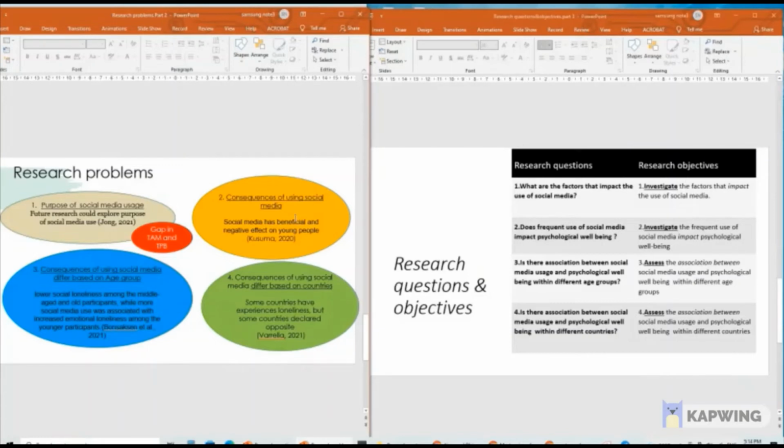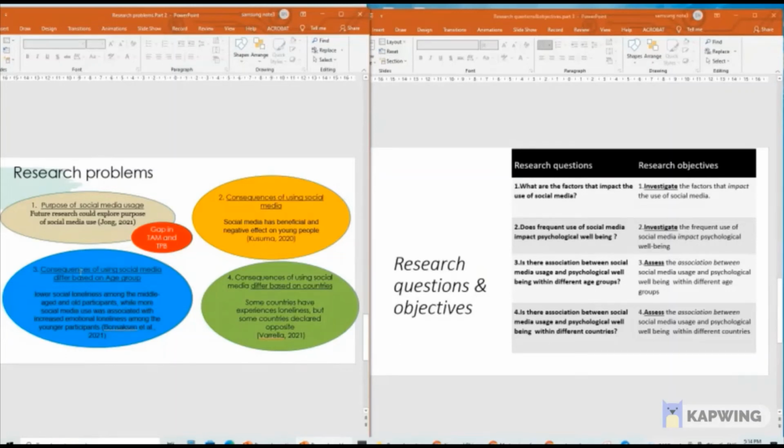Okay, the second research problem is where some researchers say that social media is beneficial to young people. Others say that no, it's not beneficial at all. It has even made young people lonely, and it also impacts their mental health. So the research is still at an argumentative stage. In this case, your research question is, does the frequent use of social media impact psychological well-being? Your research objective is to investigate whether the frequent use of social media impacts psychological well-being, right?